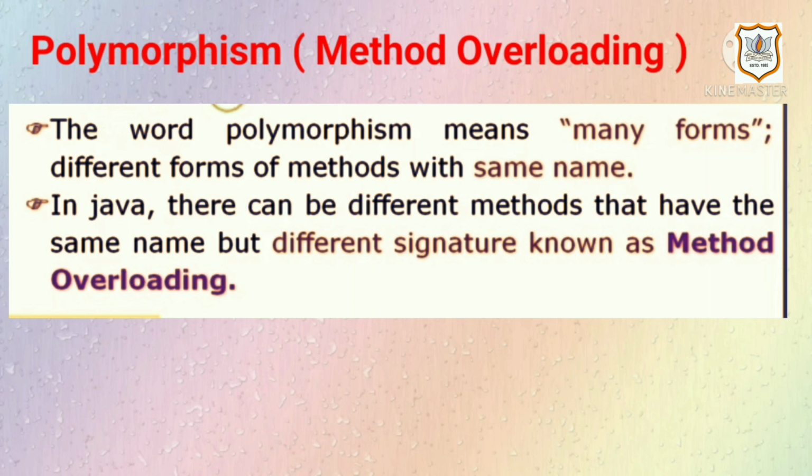Next topic is polymorphism, which means method overloading. The word polymorphism means many forms, different forms of methods with the same name. In Java, there can be different methods that have the same name but different signatures, known as method overloading. We'll continue this chapter in our next video.